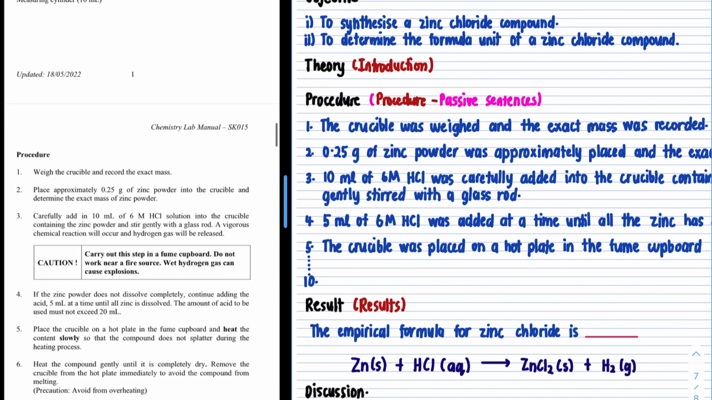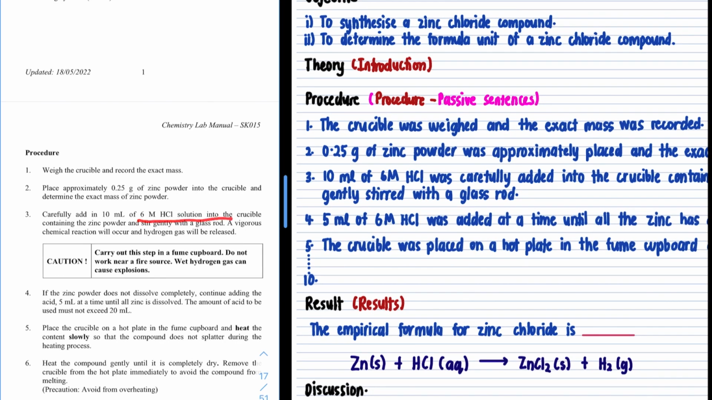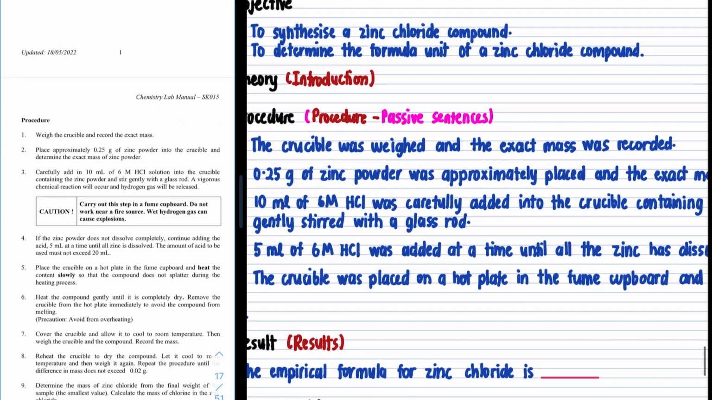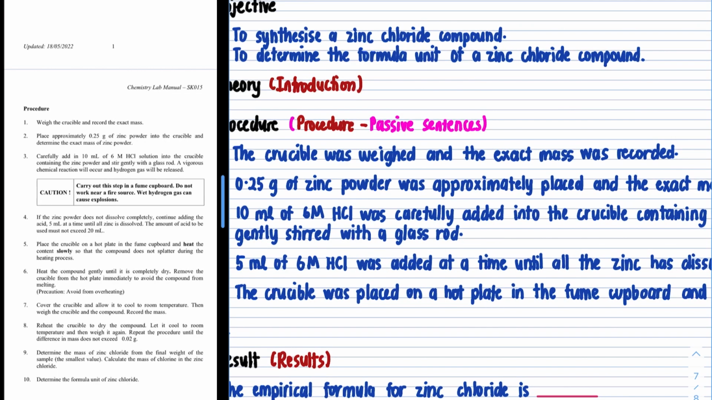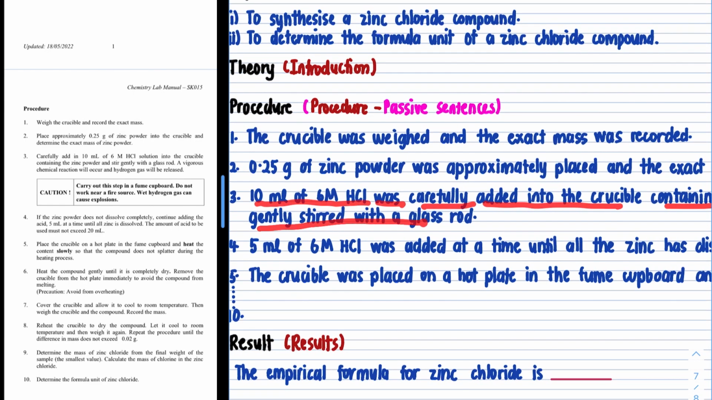For the third one, it mentions: carefully add in 10 ml of 6 molar HCl solution into the crucible containing the zinc powder and stir gently with a glass rod. A vigorous chemical reaction will occur and hydrogen gas will be released. Because a procedure is about the steps on how to do the experiment, we're going to write down until this part only. So I've changed it into passive sentences: 10 ml of 6 molar HCl was carefully added into the crucible containing the zinc powder and was gently stirred with a glass rod.